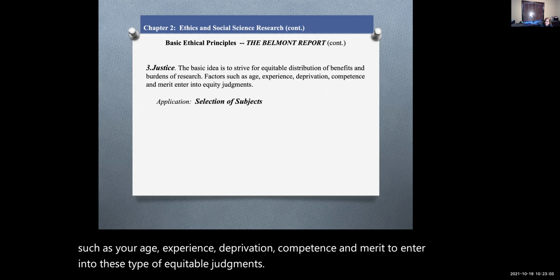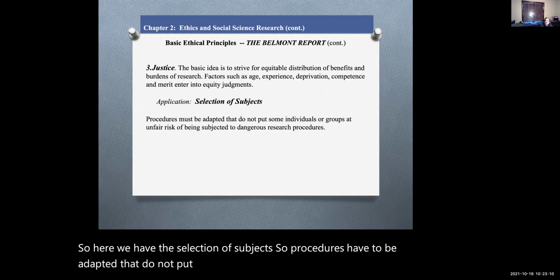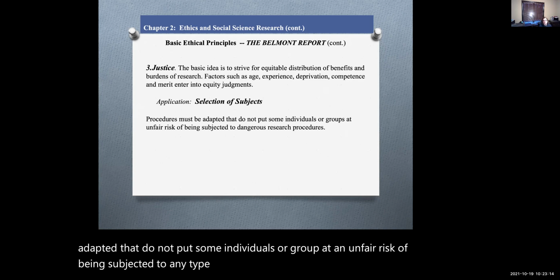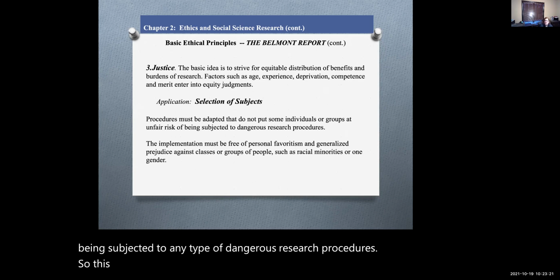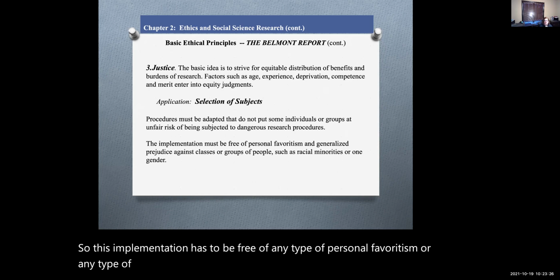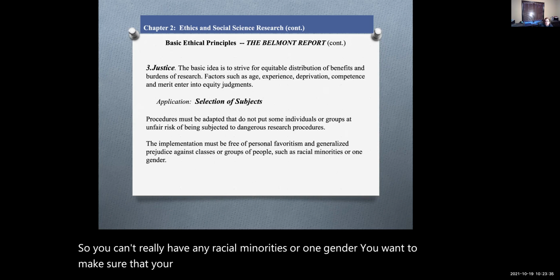So here we have the selection of subjects. Procedures have to be adopted that do not put some individuals or groups at an unfair risk of being subjected to any type of dangerous research procedures. This implementation has to be free of any type of personal favoritism or any type of generalized prejudice against one class or one group of people. So you can't really have only racial minorities or one gender. You want to make sure that your subjects are representative of the population.